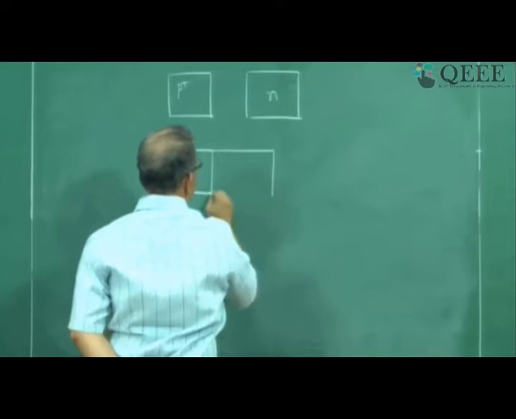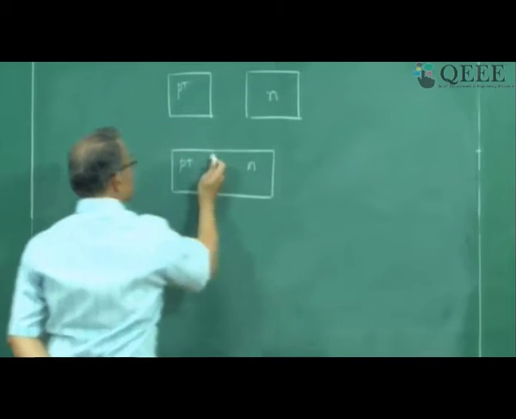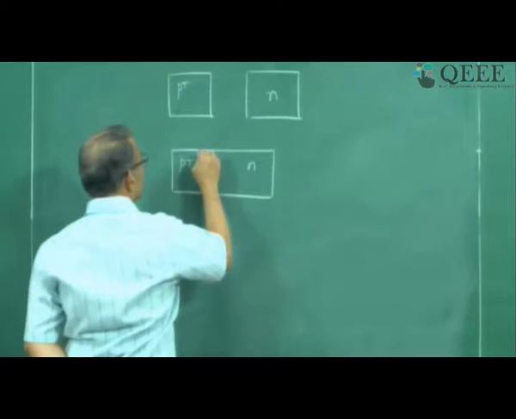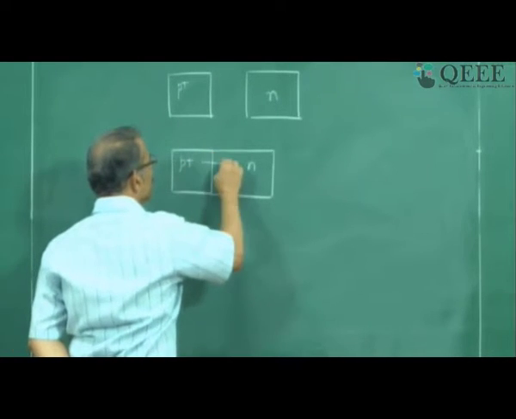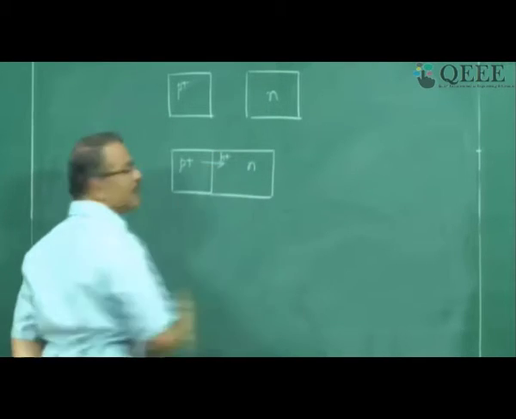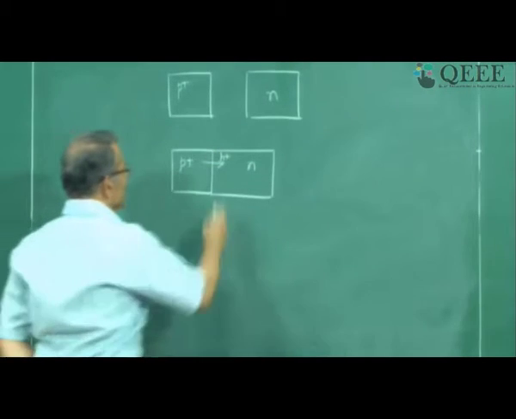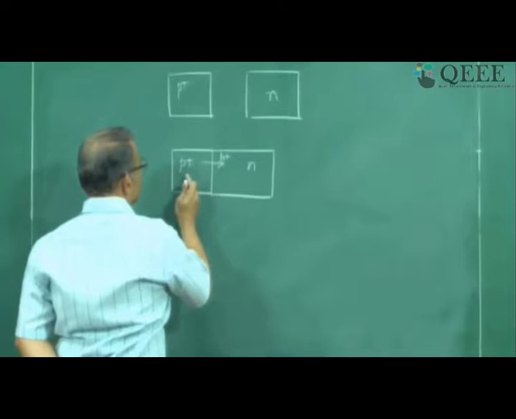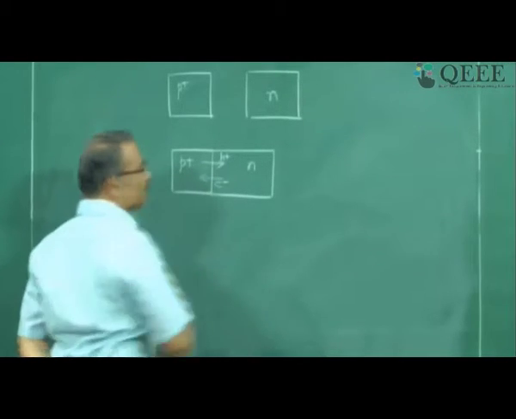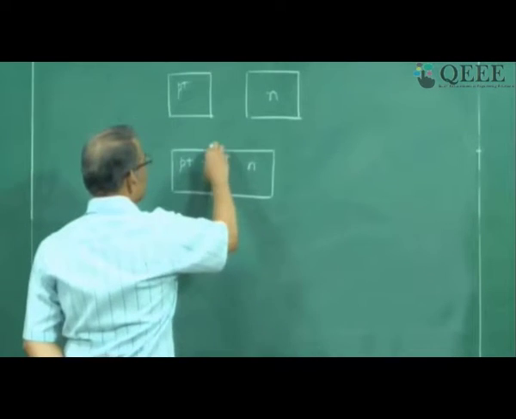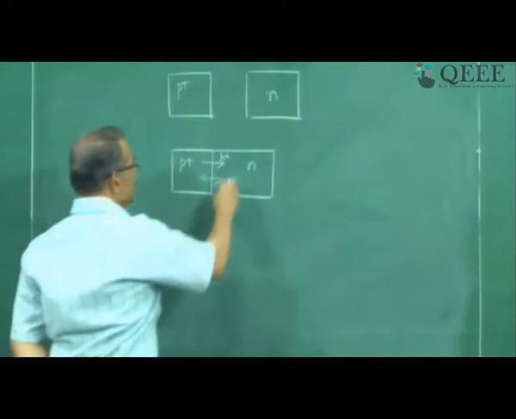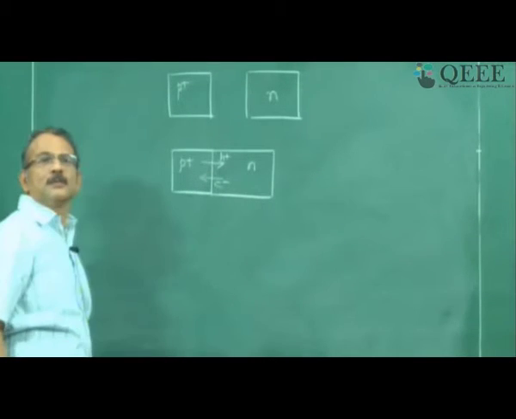And I have joined it. Now just after I join, holes are more in number here than here, so there will be a tendency for holes to diffuse like this. Electrons are more here than here, more in N type than P type, so there will be a tendency for electrons to diffuse like this. So P region is losing holes, N region is losing electrons.